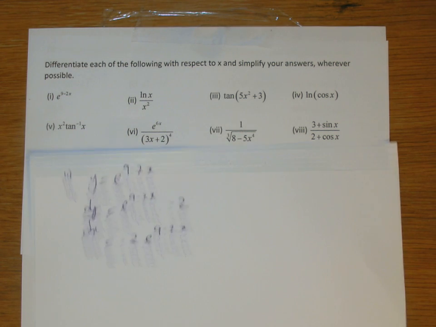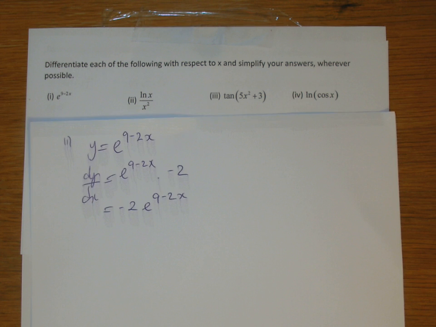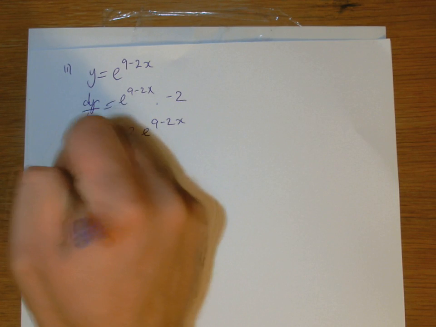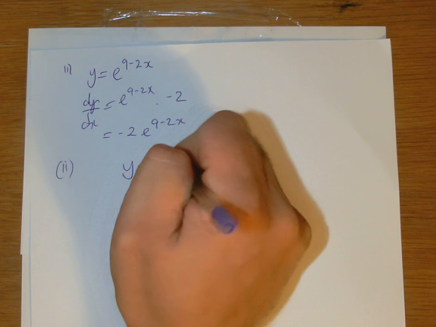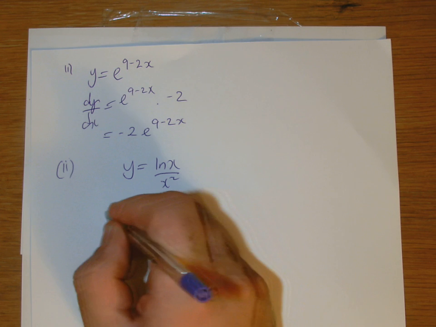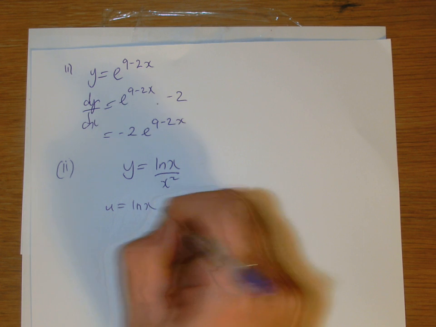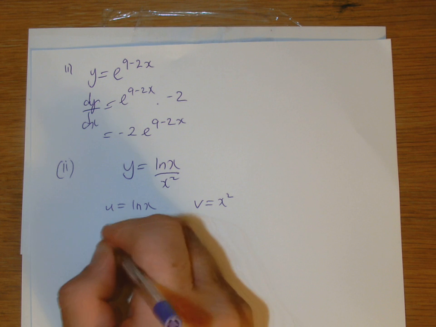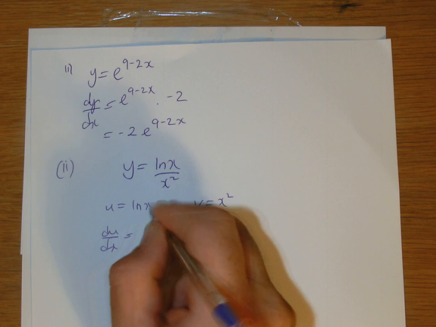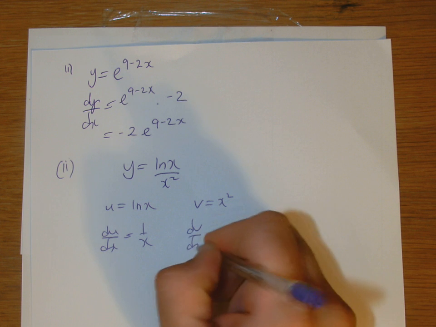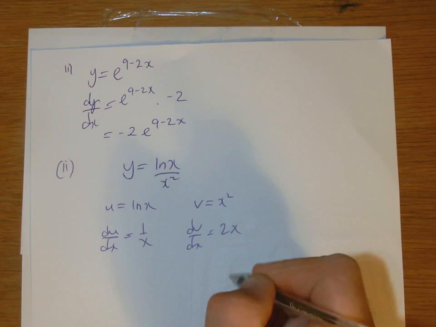Second one, you've got a quotient rule, if you notice. So the second one you've got y equals ln x over x squared. So this is a quotient rule. So your top function is the u, the bottom function is the x squared. So du dx then, differentiate this, you get 1 over x. dv dx, differentiate that, you get 2x.